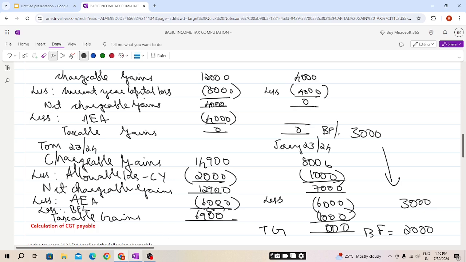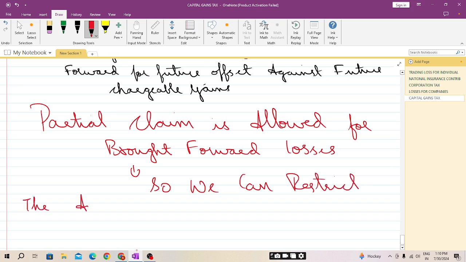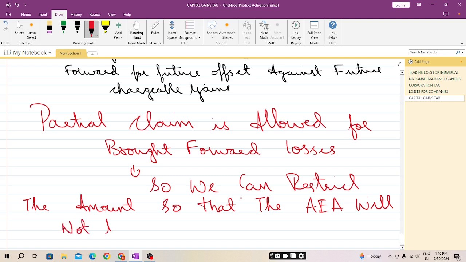I hope this is clear. As we have already mentioned, partial claim is allowed for brought forward loss. So we can restrict the amount so that the AEA will not be wasted.